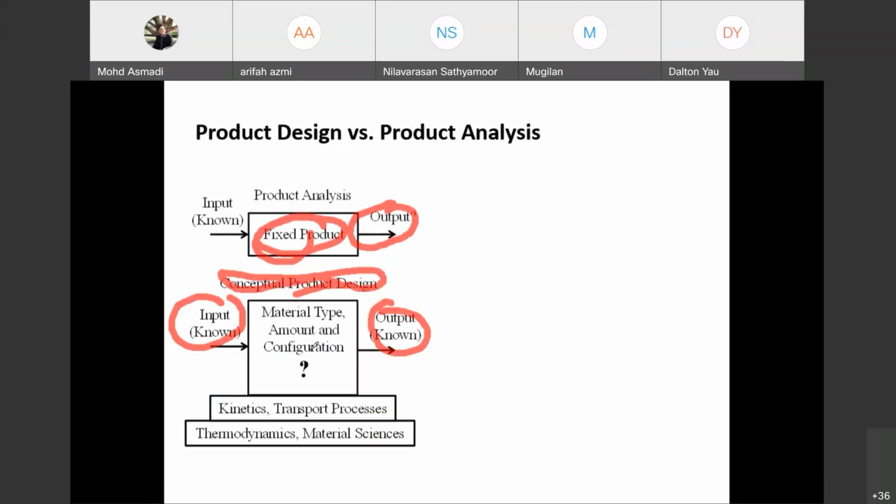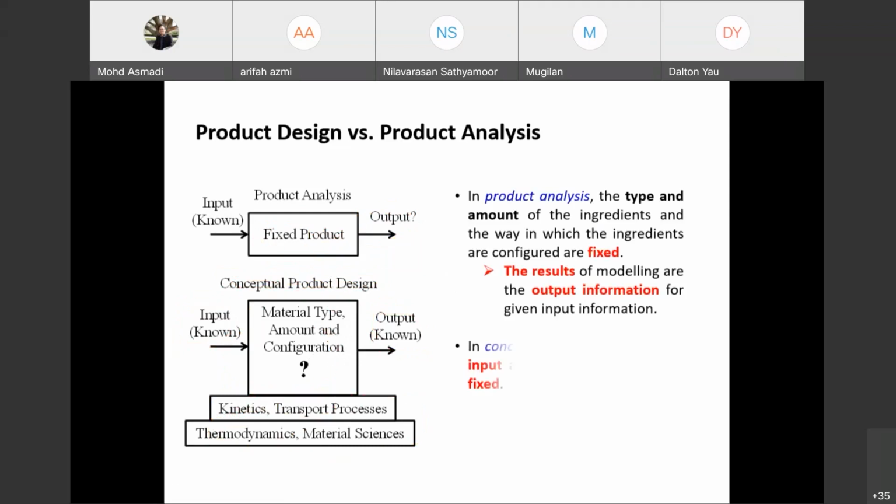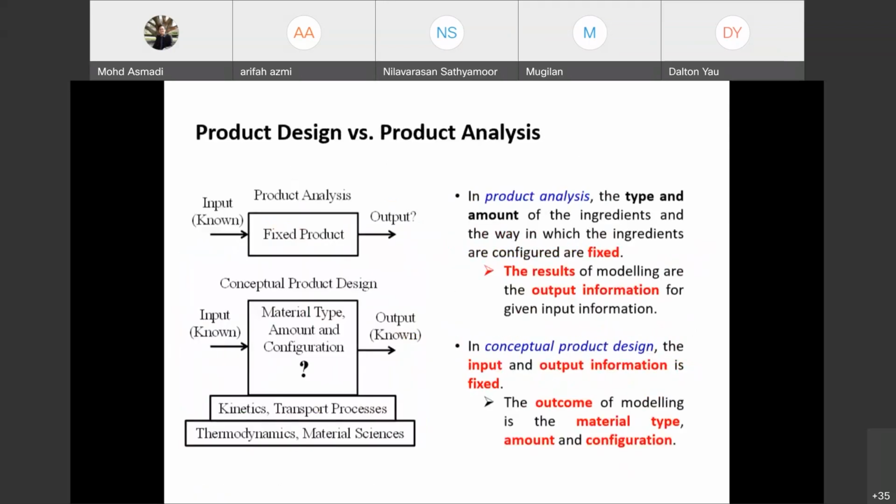So the outcome is the modeling. The outcome of the modeling is the material type, amount, and configuration. You can do this based on kinetics, transport processes, thermodynamics, and material science. So this is the difference between product design and product analysis. You can read here.